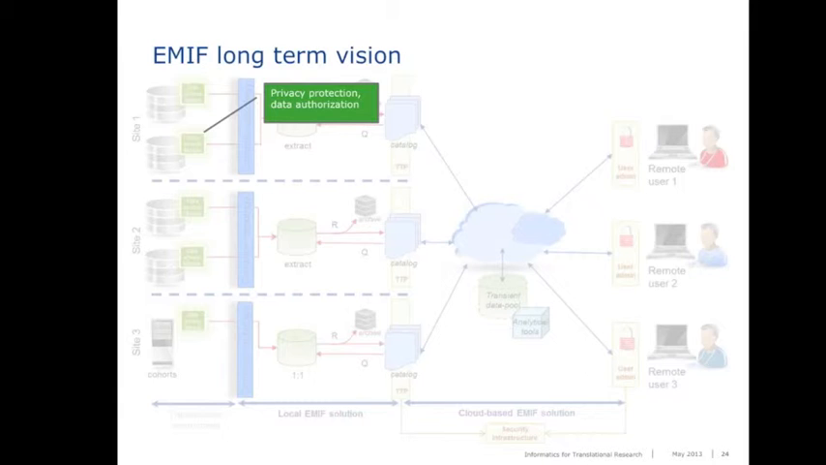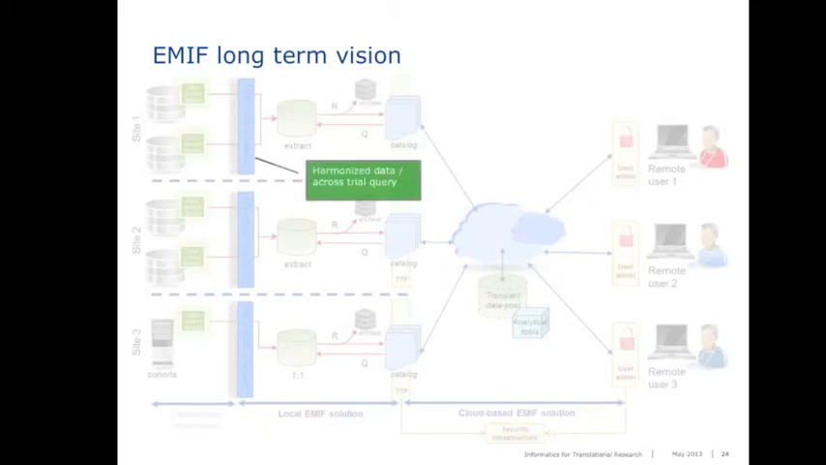Next step, cohort owners give access, but they will obviously not give access to their hospital information system directly. So we need to take measures like privacy protection for the patients, data authorization, data authentication. Then data goes through a common ontology or a data harmonization step. So we need that data harmonization to allow a cross-track query.